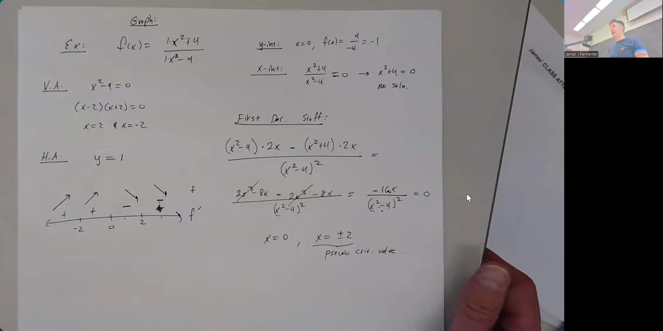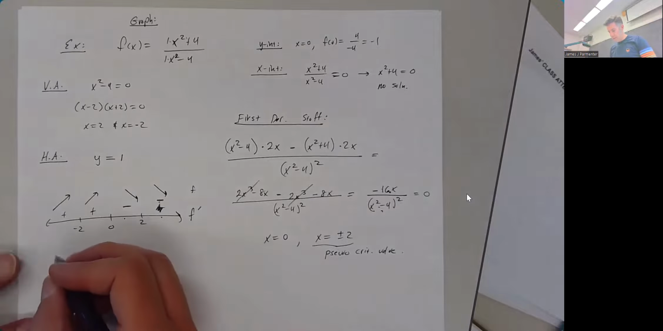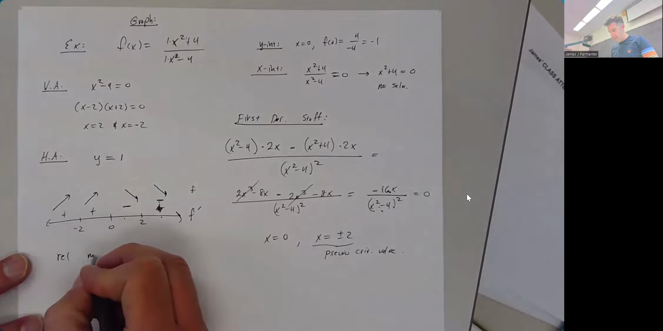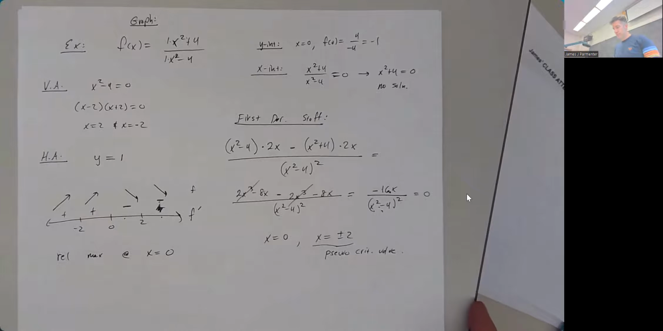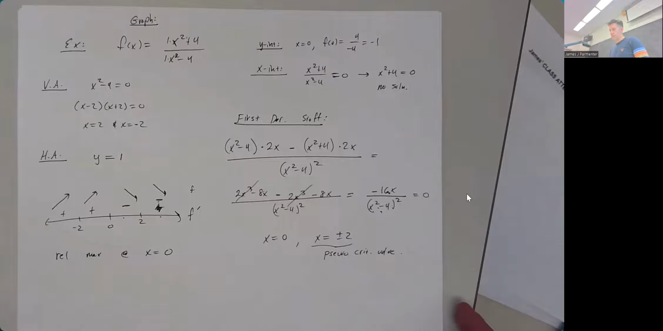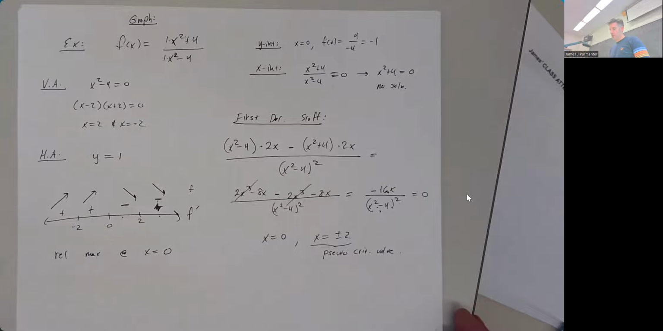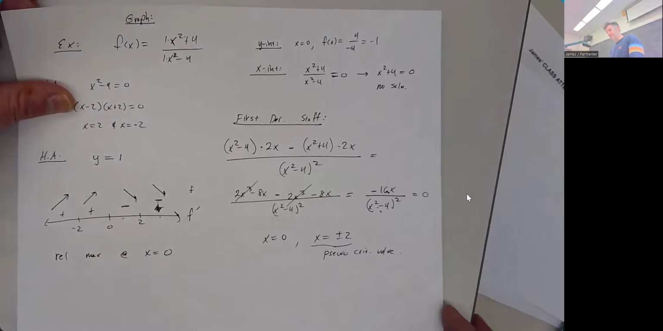Do I have a relative maximum anywhere? Yay or nay? Yeah. In fact, 0 is the only place I could have anything really, because we know that we have what kind of things at 2 and -2? Vertical asymptotes. You can't have anything else. If you have a vertical asymptote somewhere, you're stuck. That's all you get. So we definitely have a relative maximum at x equal to 0.